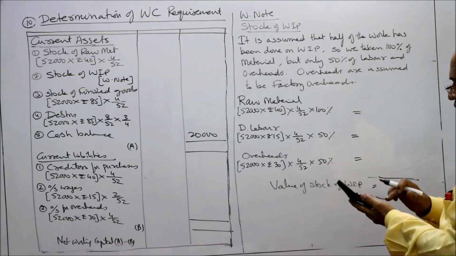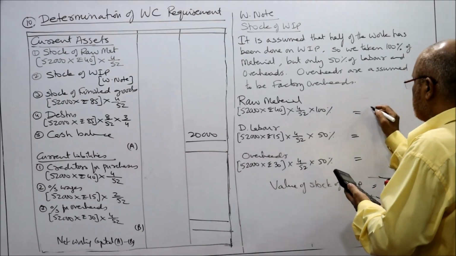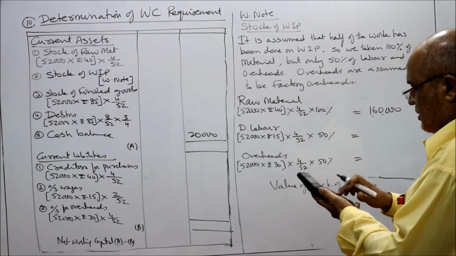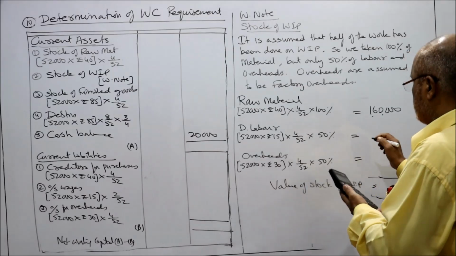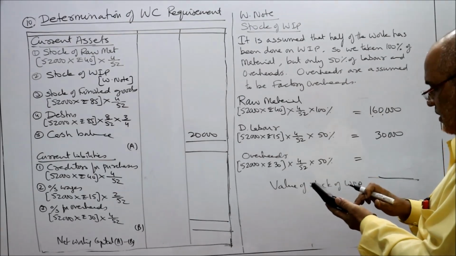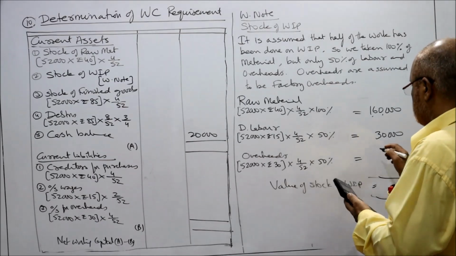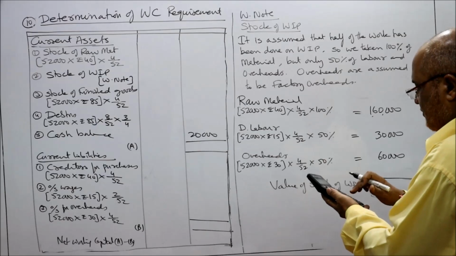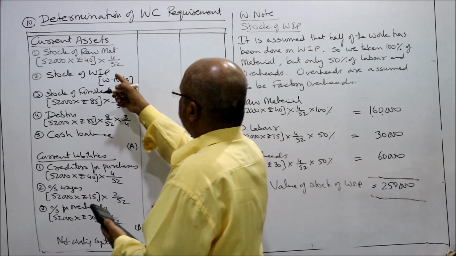52,000 into 40 into 4 divided by 52, 1,60,000. Similarly, 52,000 into 15 into 4 divided by 52 into 50%, 30,000. 52,000 into 30 into 4 divided by 52 into 50%, 60,000. Plus 30,000 plus 1,60,000, 2,50,000. This is the WIP.